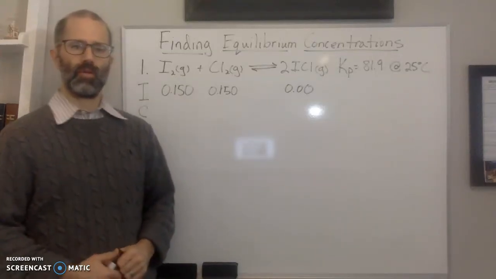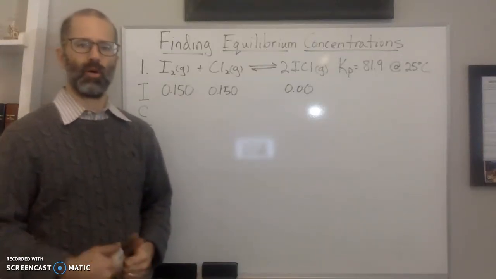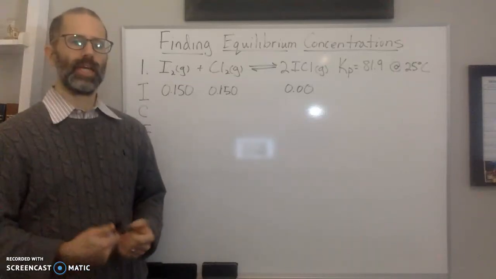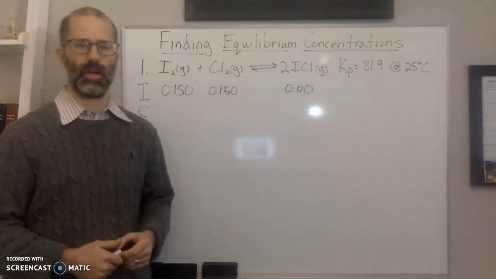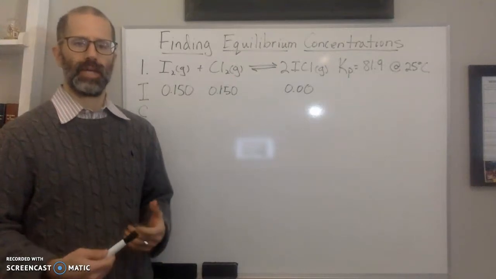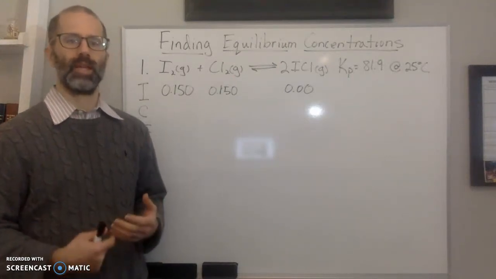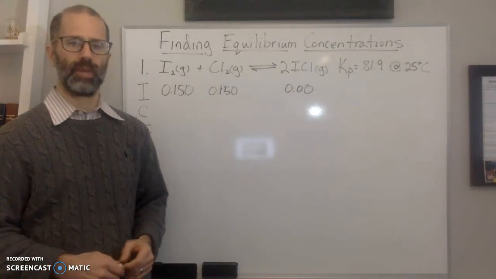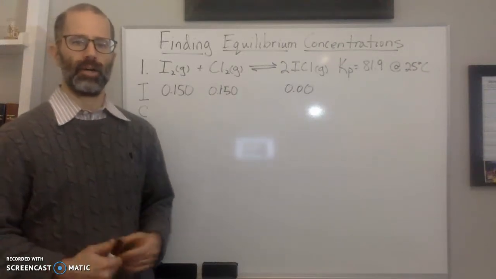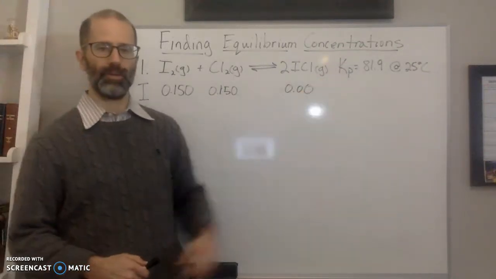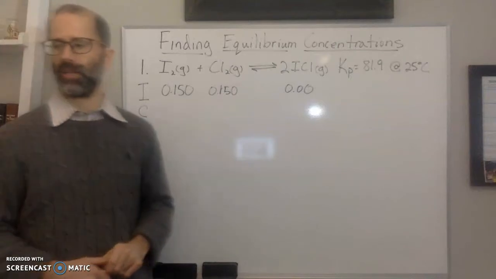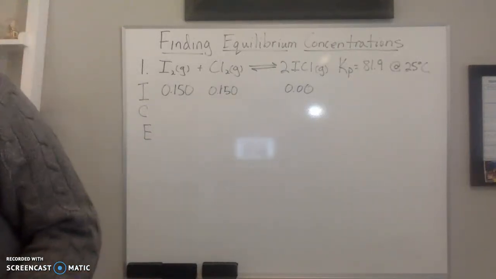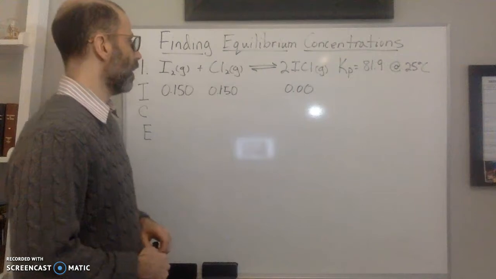My name is Mr. Cobalt, and in this video I'm going to go over a second problem where you are going to find the equilibrium partial pressures of a reaction. But in this case you're going to be given only the initial partial pressures of your reactants and products, and you're given the Kp value. It's the same Kp value.